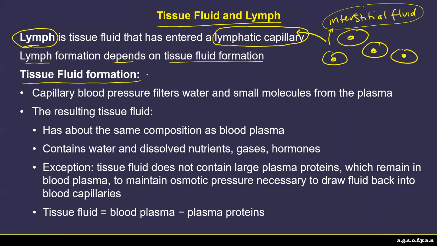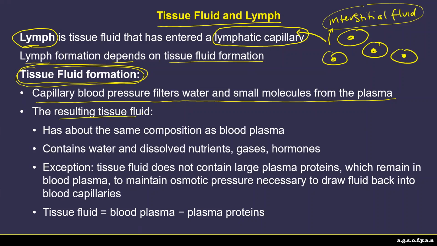The tissue fluid formation, so this is the interstitial fluid. It is based on the capillary blood pressure that filters water and small molecules from the blood plasma. So this is the combination of the systemic capillary, the arterioles carry a lot of things into the cell, and some of them will be in the interstitial fluid, making this tissue fluid formation.